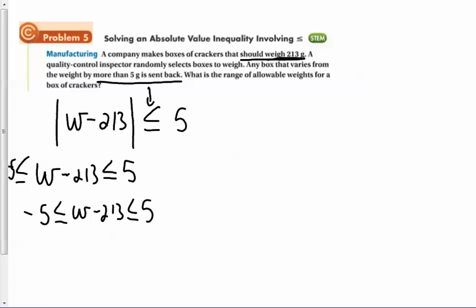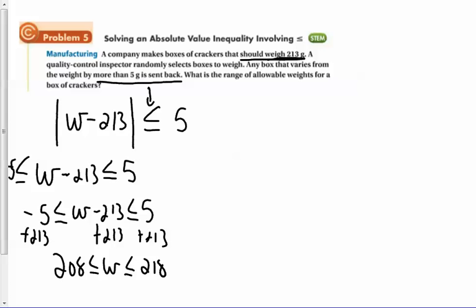I'm in that parameter. So what I'm going to do is add 213 to each part. On the left side, the smallest weight it can be is 208, and on the heavy side, the most it can be is 218. Now, I know you probably could have done this in your head by adding and subtracting from 213, but I wanted to show you how you can use algebra as well, just in case you have a problem that involves that. I'm sure we'll touch on this in class soon.